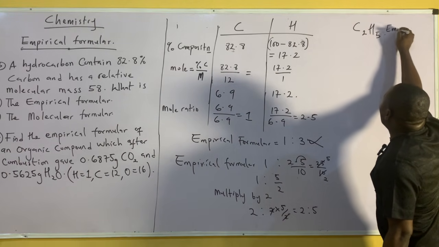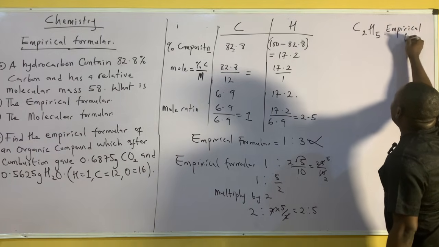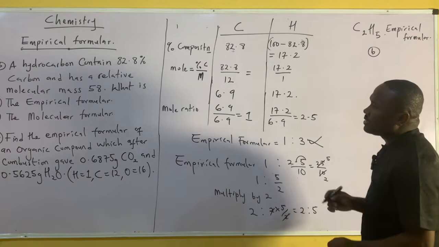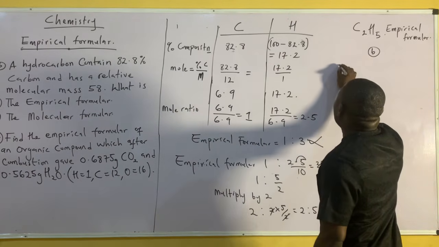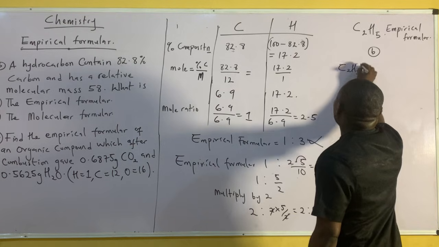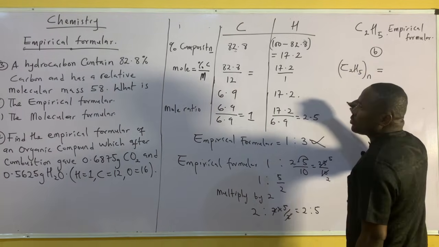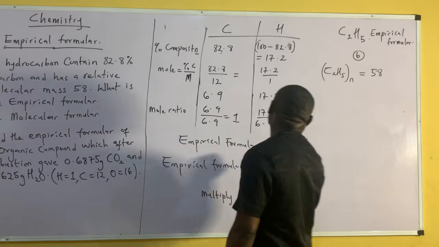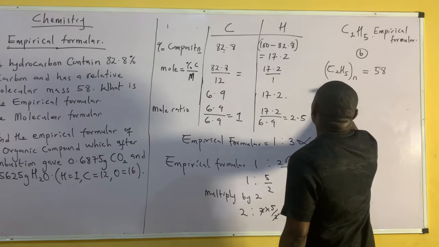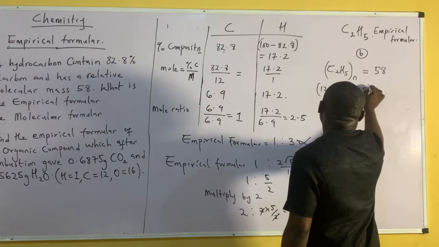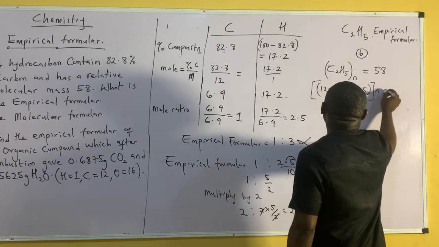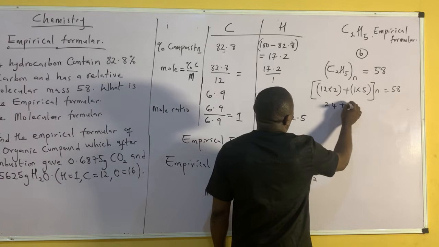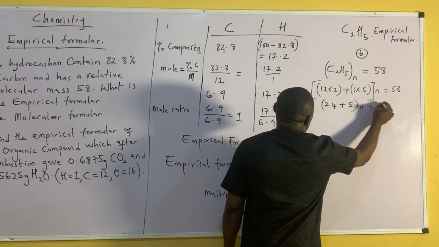So our empirical formula is C2H5. What's the B part? The B part says we should find the molecular formula. Remember, empirical formula C2H5, all in bracket n, equals 58. The relative molecular mass is given here as 58. So it becomes 12 times 2 plus 1 times 5, all in bracket n, equals 58. This becomes 24 plus 5, n equals 58.